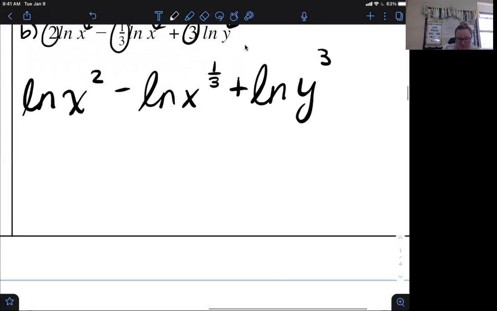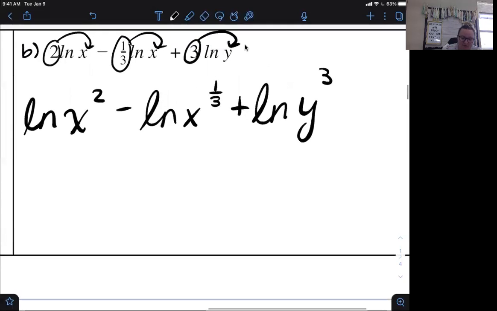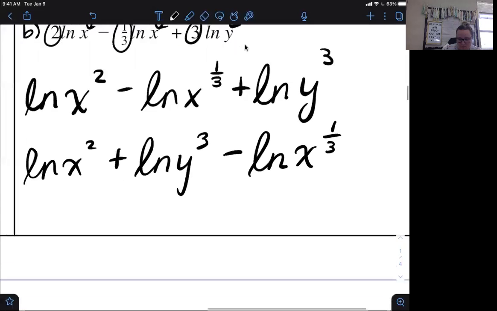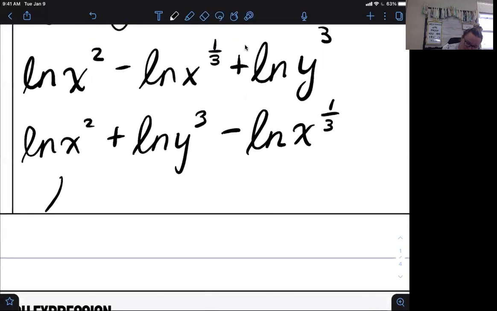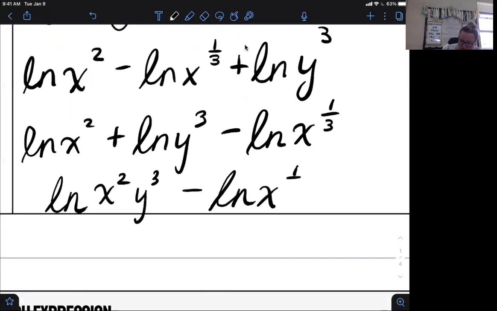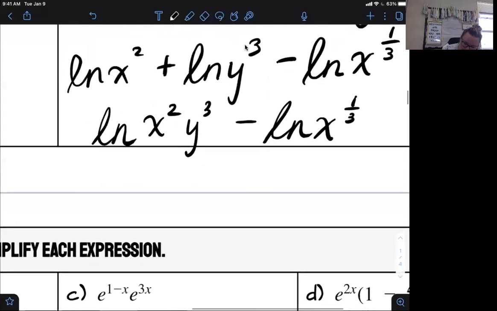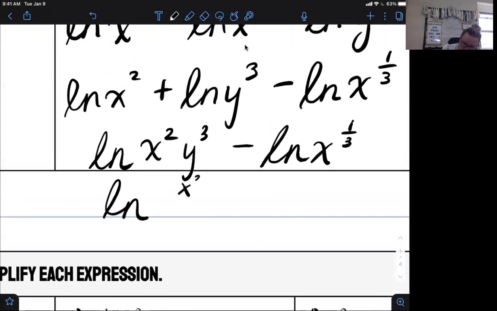Then something that kind of helps me deal with this when I have subtraction and then addition, I'm going to rewrite this so that my addition is first and the subtraction is last. Then I'm going to use addition to multiply the first 2 logs into one log. And then because we have subtraction, we're going to rewrite this using division in one log. So the natural log of x squared y cubed divided by x to the 1/3.